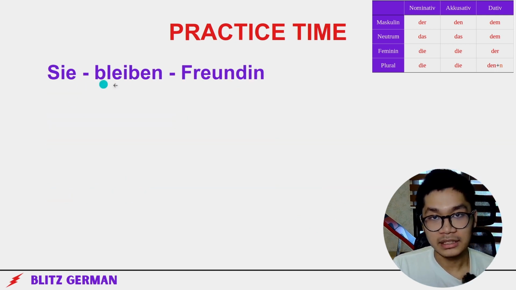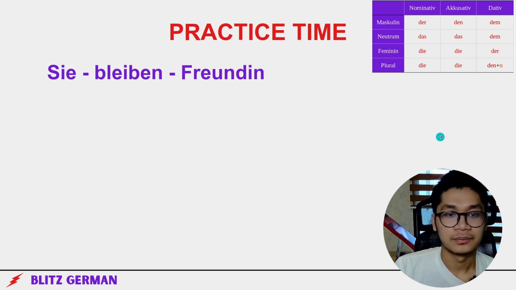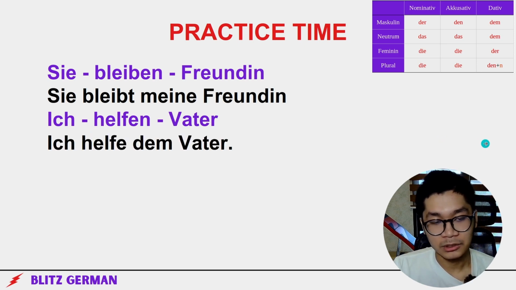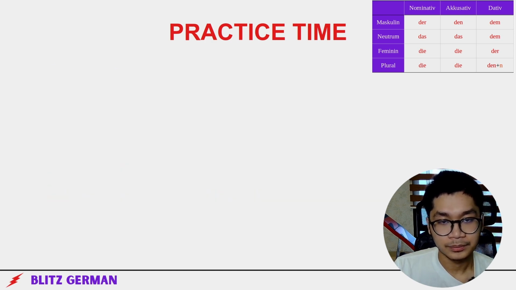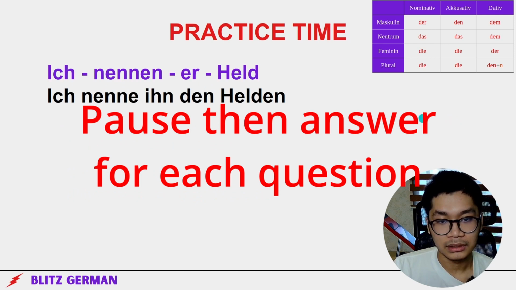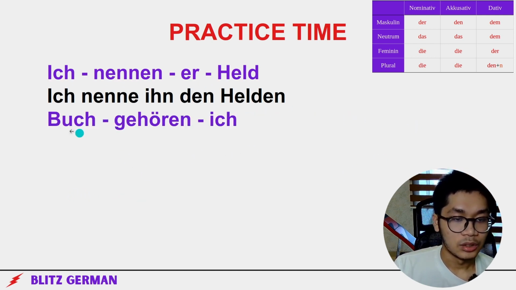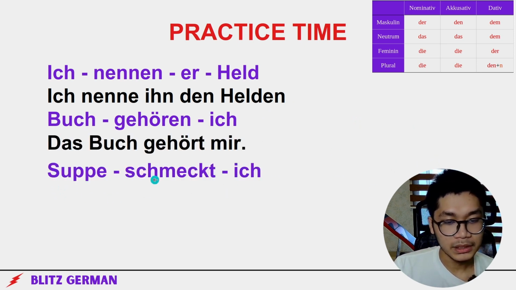Yay, okay. Sie bleiben Freundin. So, sie bleibt meine Freundin. Ich helfe meinem Vater und so weiter. Meinem Vater. Sie antwortet dem Chef. Ich nenne ihn einen Helden. This is en because of Deklination. Buch, das Buch gehört mir. Suppe, die Suppe schmeckt mir.